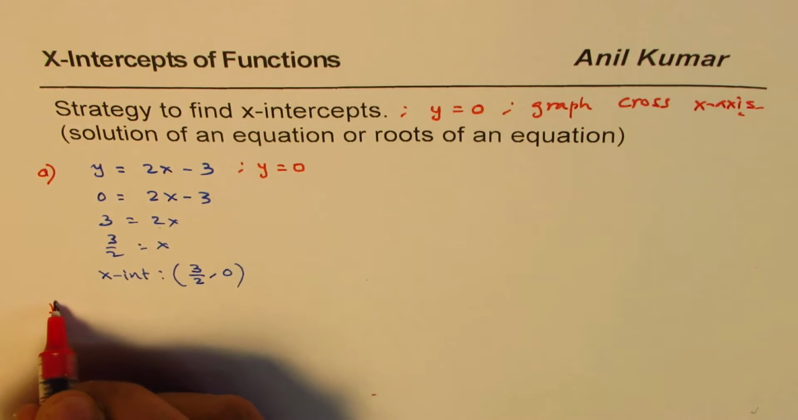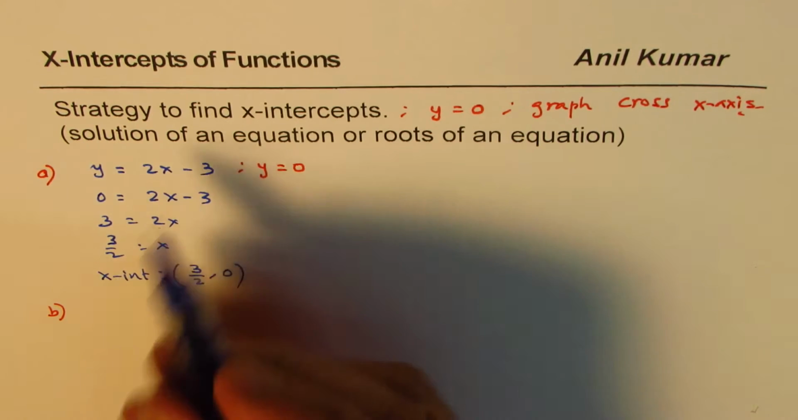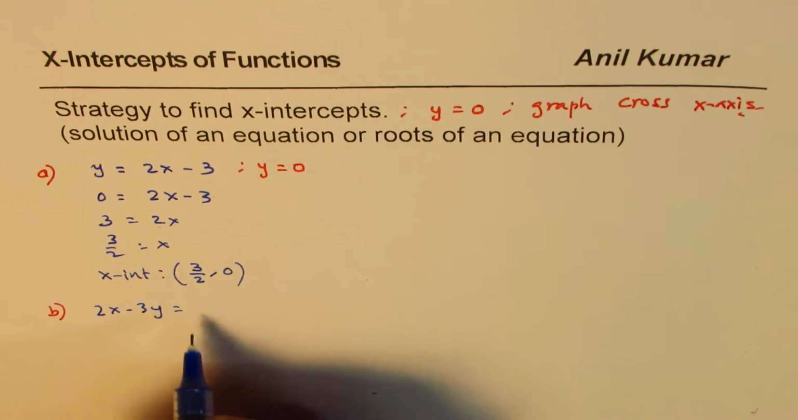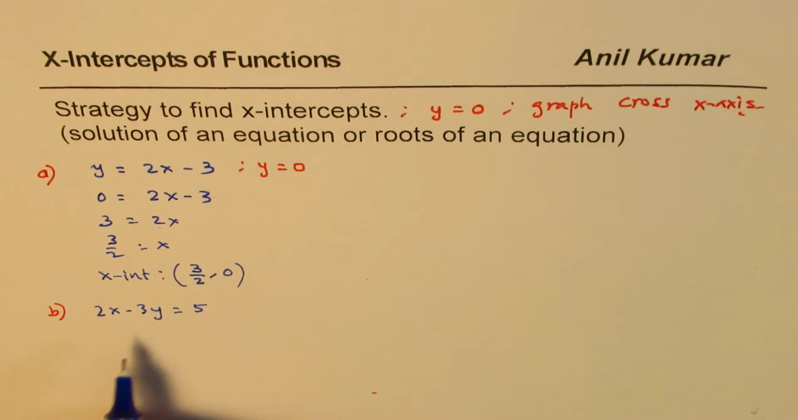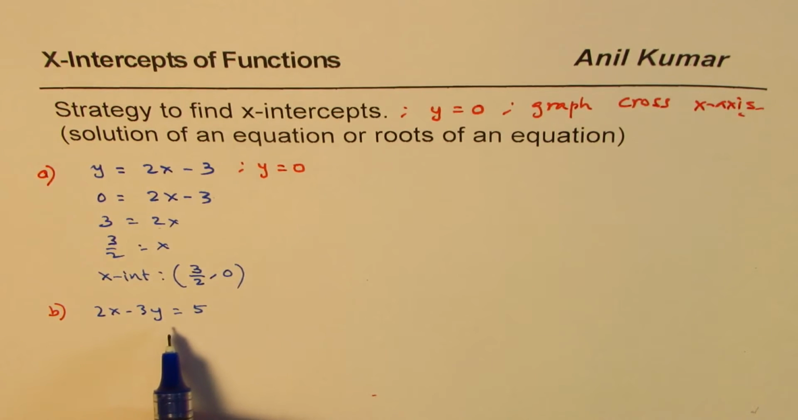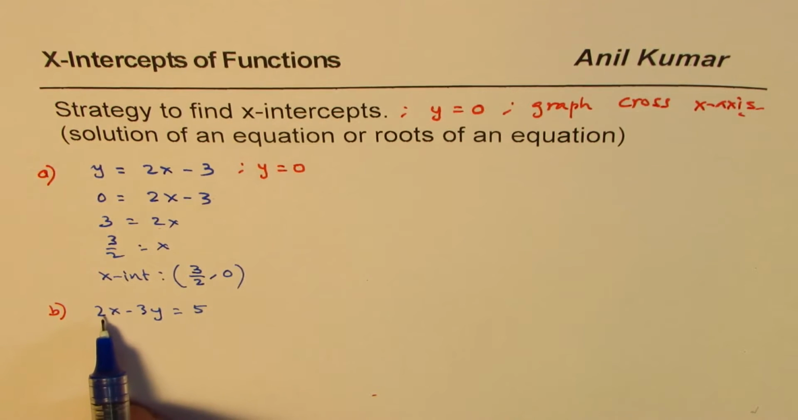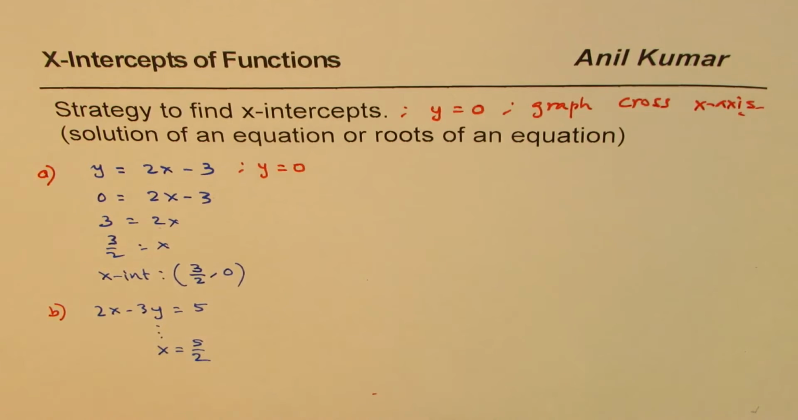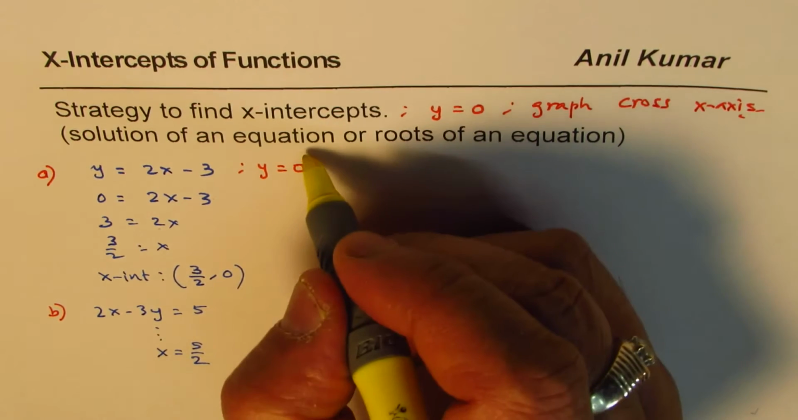Now here is a practice question for you. Let me rewrite some equation of a line. Let's say 2x minus 3y equals, let's say, 5. You need to find the x-intercept for this line. Strategy is to substitute y equals 0 and solve for x. The answer I'm giving you is, when I write this 0, that number is not there. So we get x equals 5 over 2. It is like this.